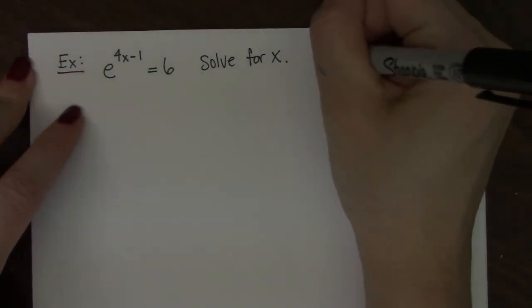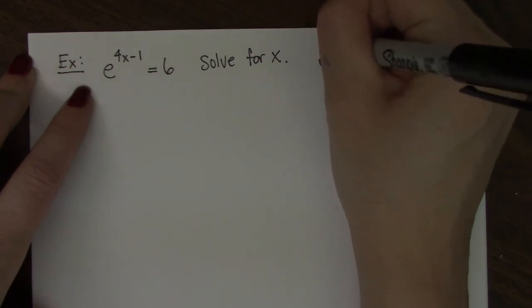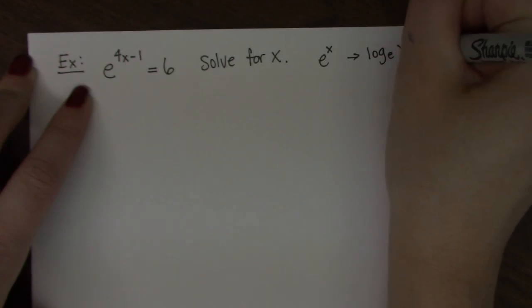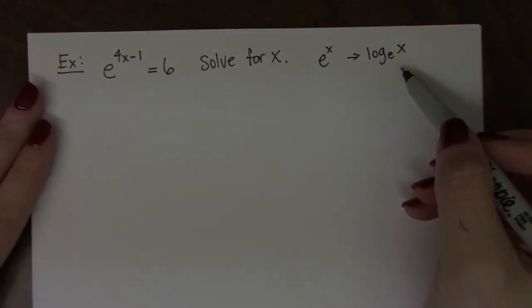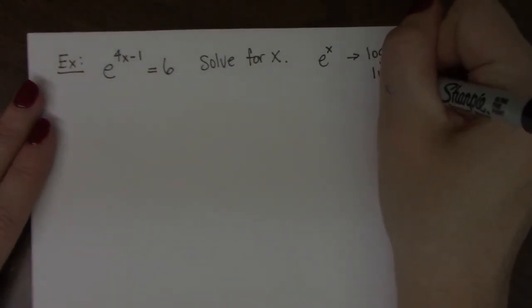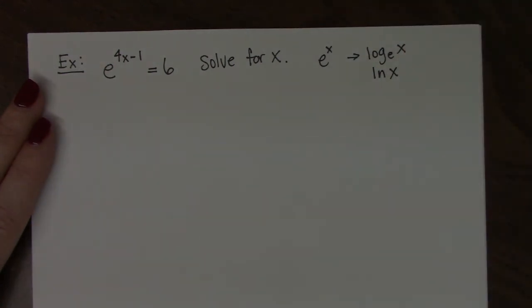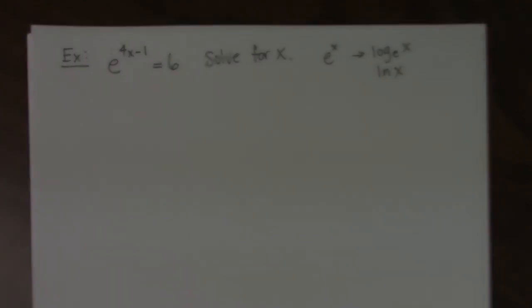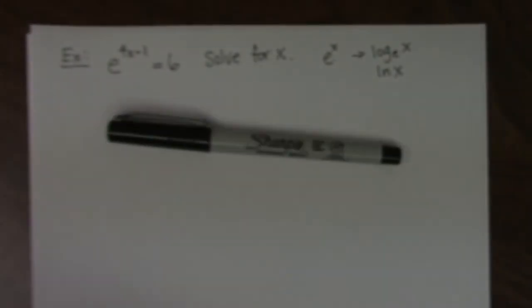So we need to remember that the inverse of e to the x would be log base e of x. But nobody writes log base e of x. We saw in the last class that we call log base e the natural log. It's just a shortcut notation. So if I want to solve this expression, to get that 4x minus 1 out of the exponent, I can take the natural log of both sides.